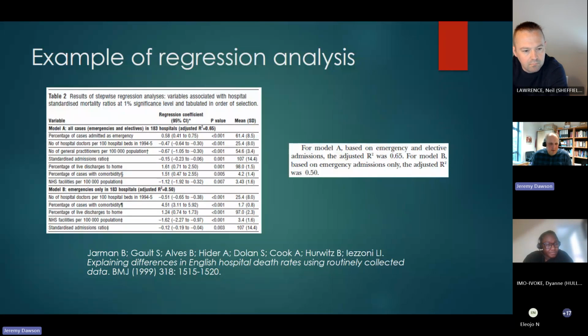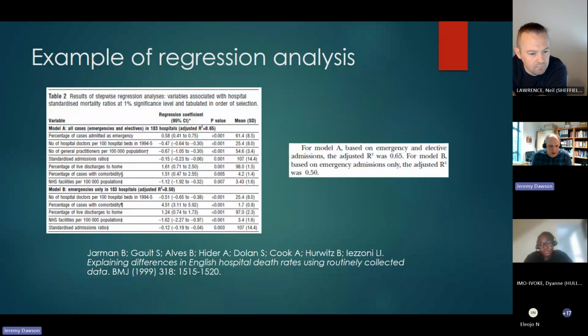We'll just concern ourselves with model B for the moment, which is where they looked at predictors of mortality amongst emergency admissions in 183 hospitals. And you see there it gives us an adjusted R squared of 0.5. So it explains quite a lot of the variation in the data, but by no means all of it, as we would expect.